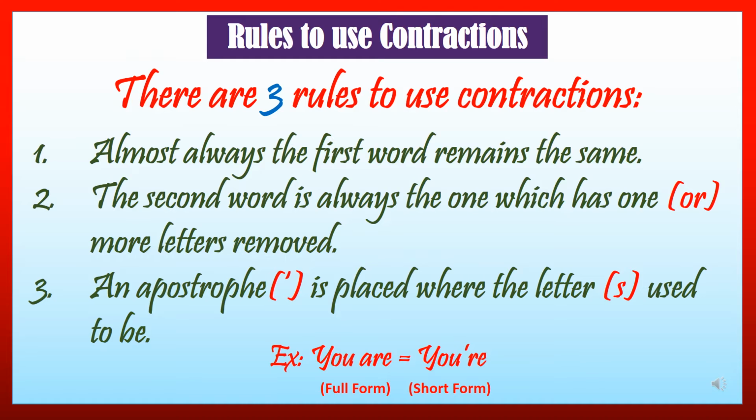Look at the third rule. In the third rule, apostrophe is placed where the letters used to be. So here we are replacing the letter A with an apostrophe. Hope you clearly understood these 3 rules with the help of the example you're. Okay?